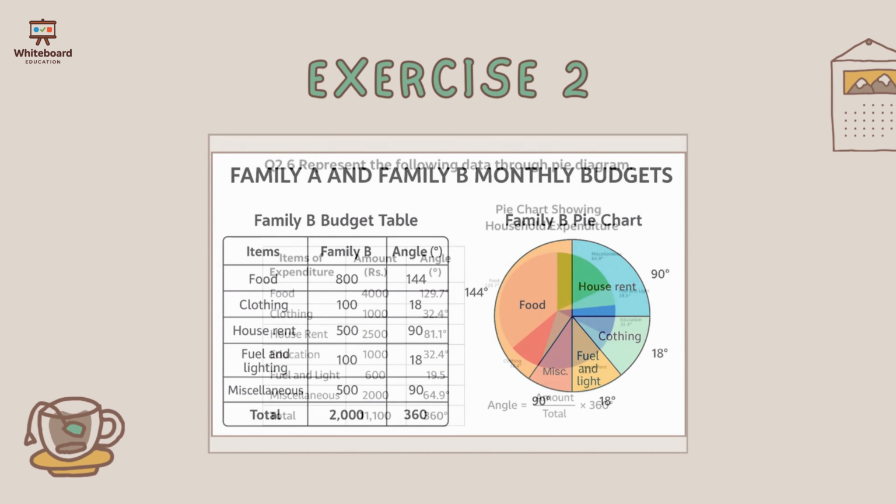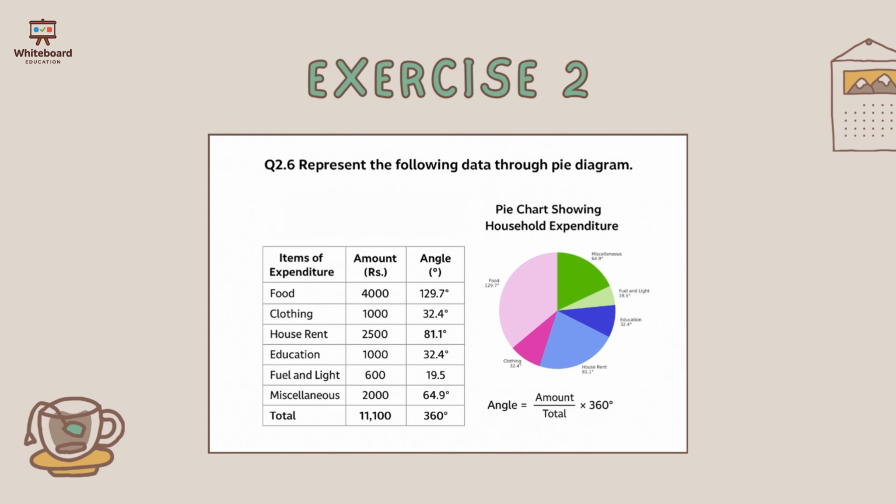Next is 2.6, in which we also need to make a pie chart of the following data. So we need to find the angles of the sectors of the circle. Like for food, the angle is 4000 divided by 11100 and multiplied by 360 degrees, which is 129.7 degrees. So the pie chart here is showing household expenditure. Let's move on to the next question.